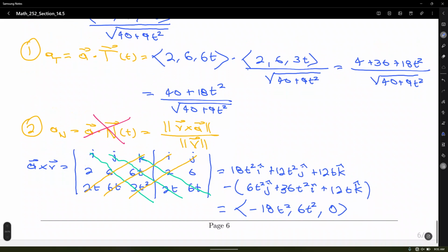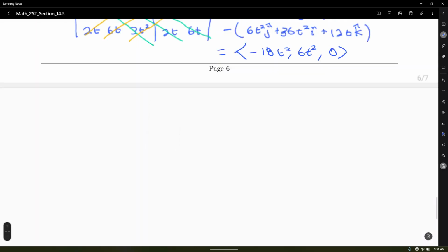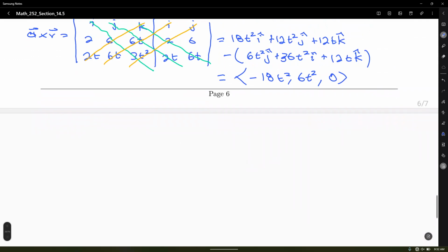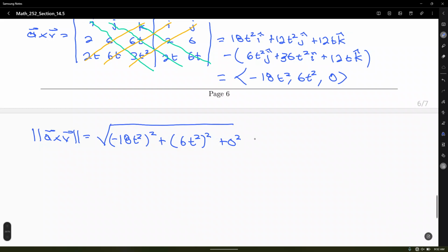However, we're going to find its magnitude, so let me add another page. You might want to use the back side of the page for this, because it's still going to take another good minute. What else do we need? We need the magnitude of A cross V. That is the square root of negative 18 t squared squared plus 6 t squared squared plus 0 squared. 18 squared, big number, is 324 t to the fourth, plus 6 squared, which is 36 t to the fourth also, plus 0 squared, which is just 0.